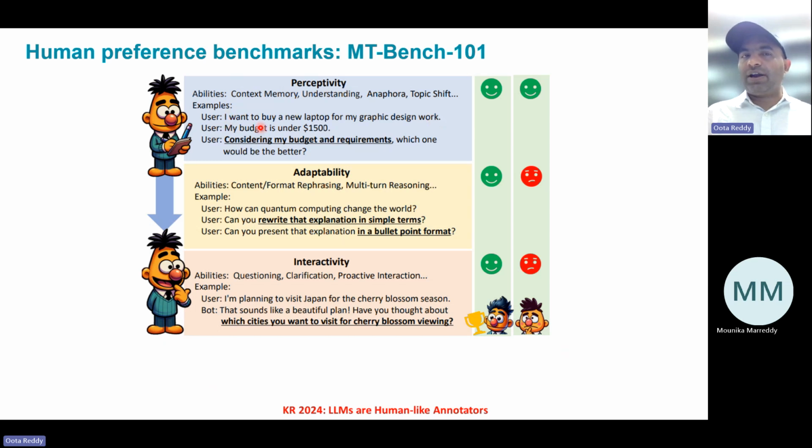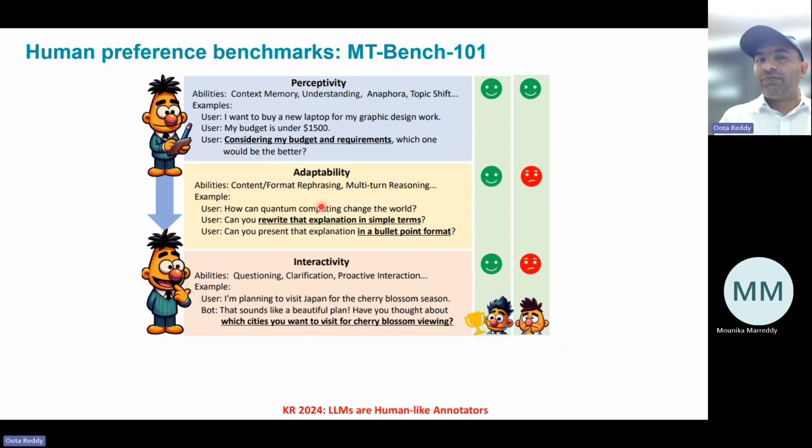Suppose user one says, I want to buy a new laptop for my graphic design work. Another message: my budget is under 1500. Then: considering my budget and requirements, which one should be better? So basically we need to understand the context, what is going on and who is talking. And sometimes they shift the topic. So how do LLMs understand this? Adaptability.